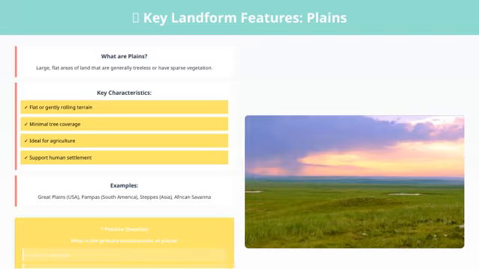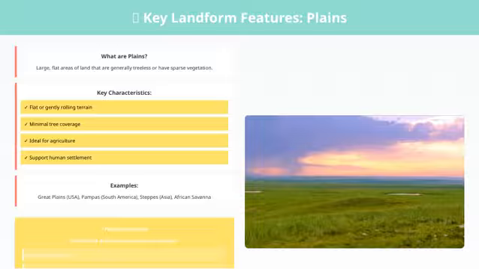Additionally, plains have historically supported human settlement because the land is accessible and fertile. You might be familiar with some famous examples around the world, such as the Great Plains in the USA, the Pampas in South America, the steppes in Asia, or the African savanna.